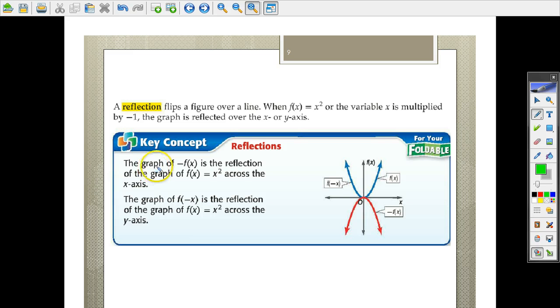So negative f of x is the reflection of the graph of f of x, x squared, across the x-axis. If you have a graph of f of negative x, it's the reflection of f of x, x squared, across the y-axis. So reflection can be across the x-axis or the y-axis.